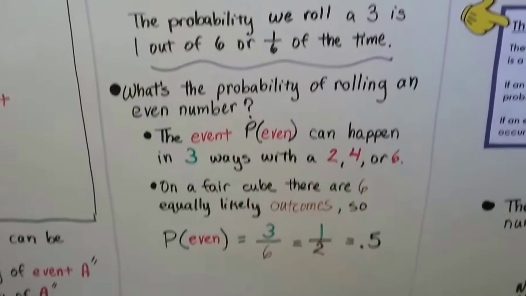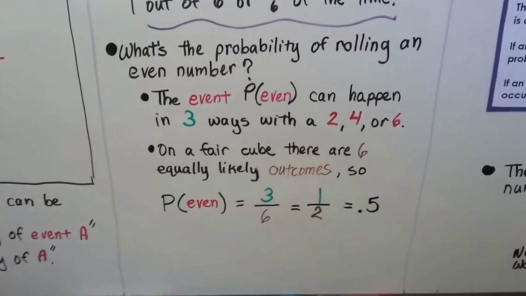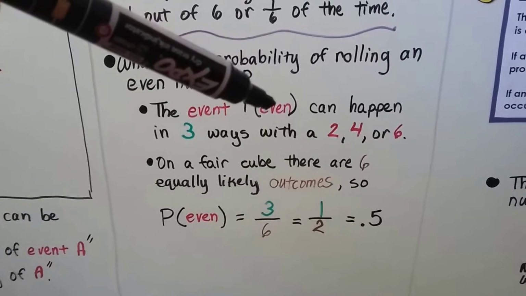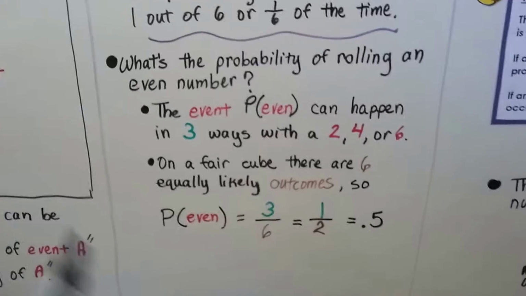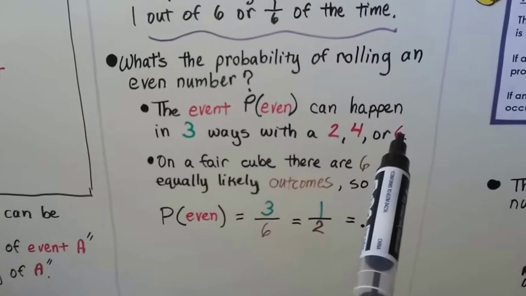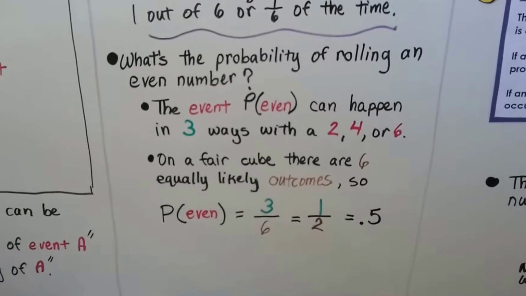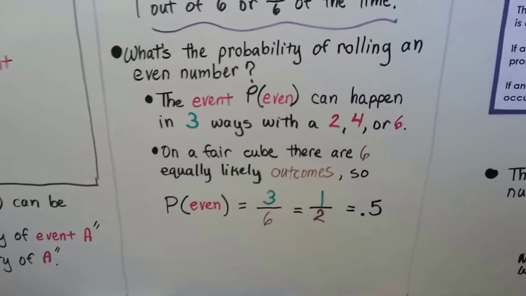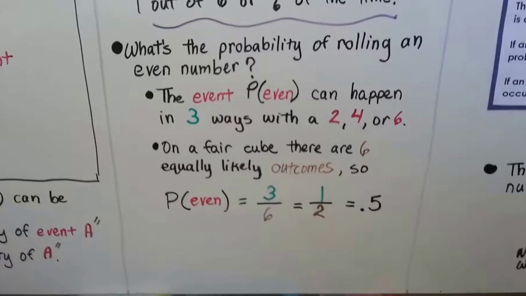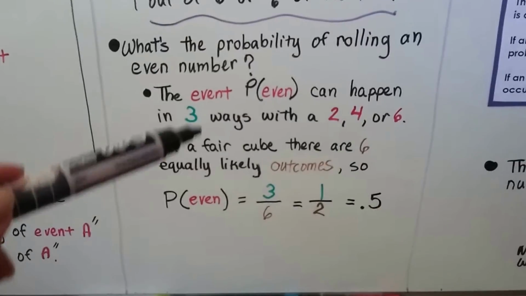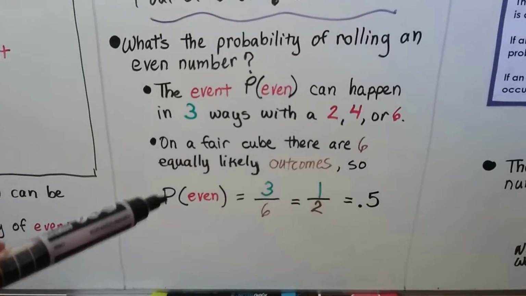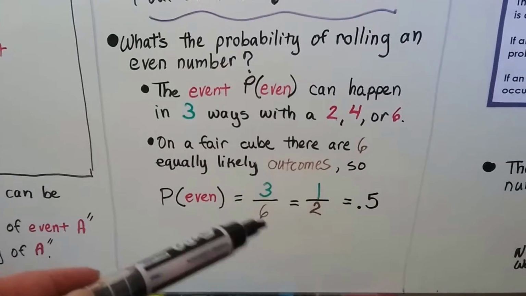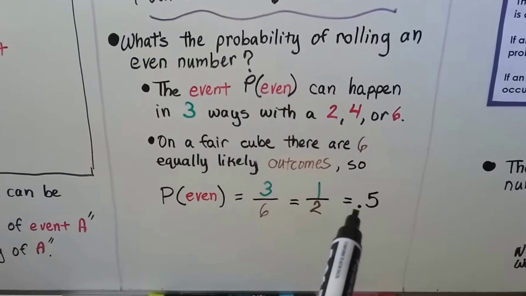What's the probability of rolling an even number? So the event of rolling an even can happen in 3 ways, because there's a 2, a 4, and a 6 on that number cube, isn't there? So there's 3 ways that we can get an even number. On a fair cube, there's 6 equally likely outcomes, so we have 3 out of 6 ways. We have the probability of even is equal to 3 over 6, or 1/2. We can even say it's 0.5.